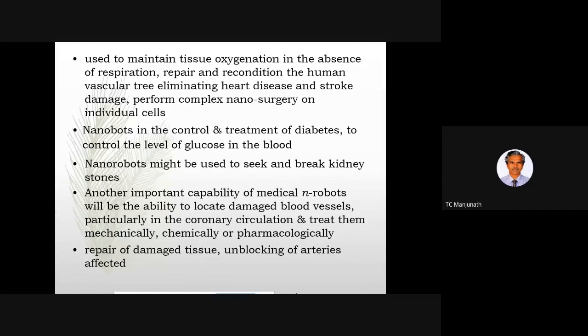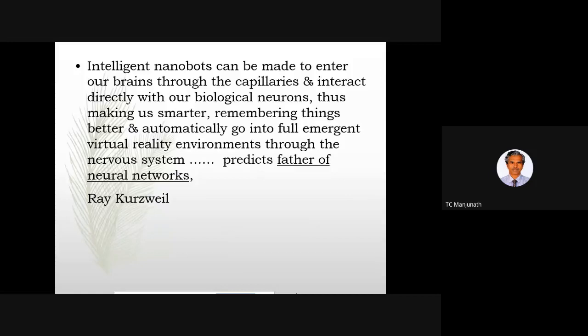You might have known Ray Kurzweil. He's the father of neural networks. His textbook is highly popular and it is the prescribed textbook for ANNs. What does Ray Kurzweil tell? It is a quote from his textbook: Intelligent nanobots can be made to enter our brains through the capillaries and interact directly with our biological neurons, thus making us smarter, remembering things better, and automatically going into a fully immersive virtual reality environment through the nervous system. So predicts the father of neural networks.